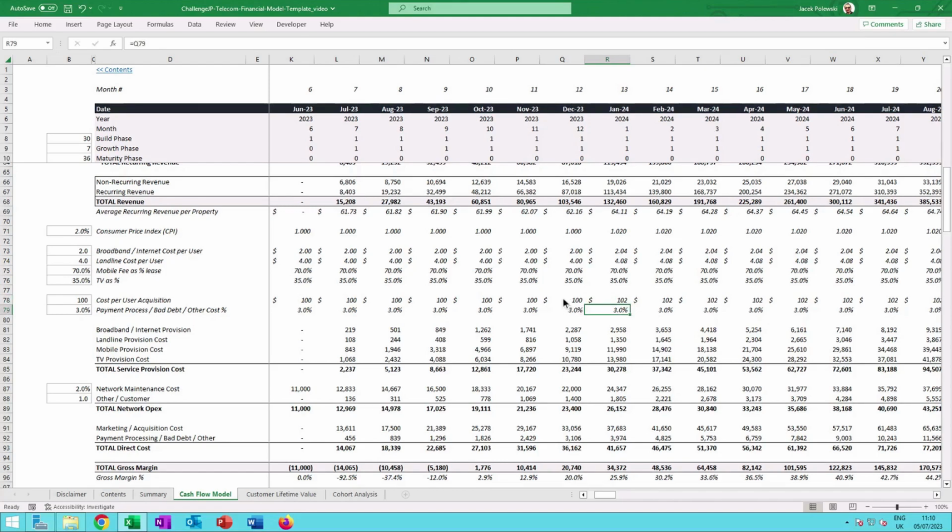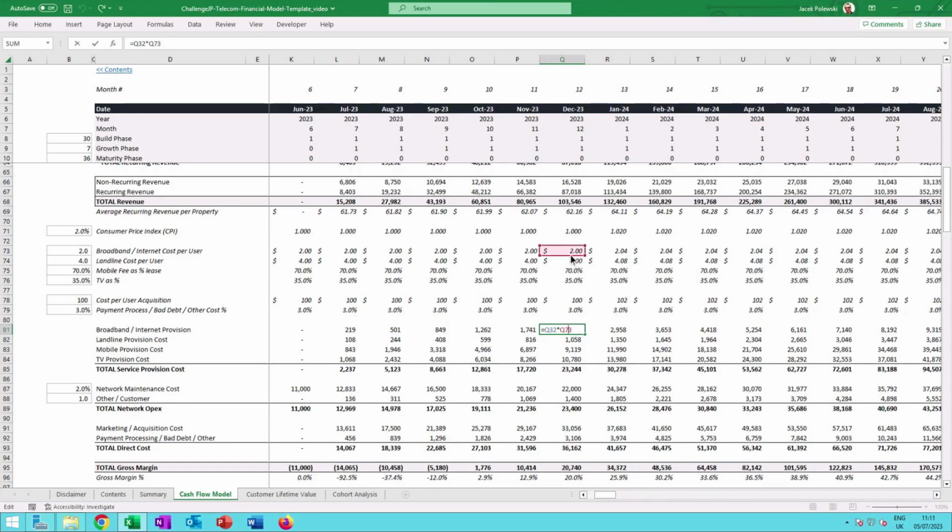Again, you will notice that the numbers above increase by 2% at the beginning of the next year. That's because I also assume there will be some increase in cost, which will be adjusted on an annual basis. And then if you just follow that calculation here, for example, let's take the service provision cost for broadband.